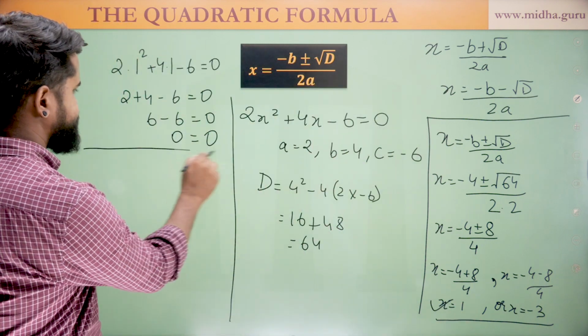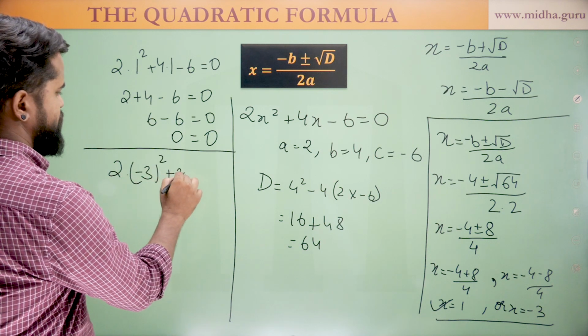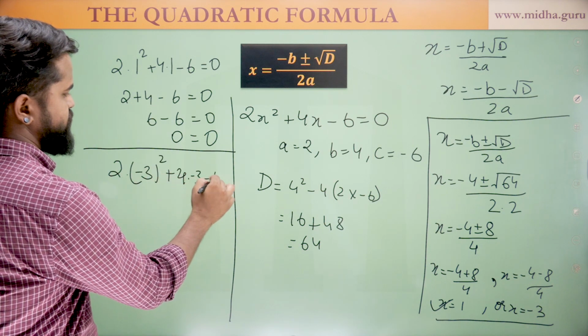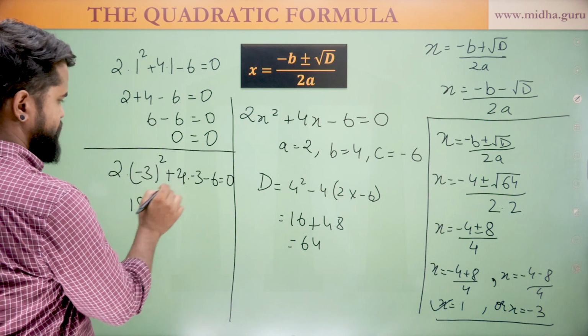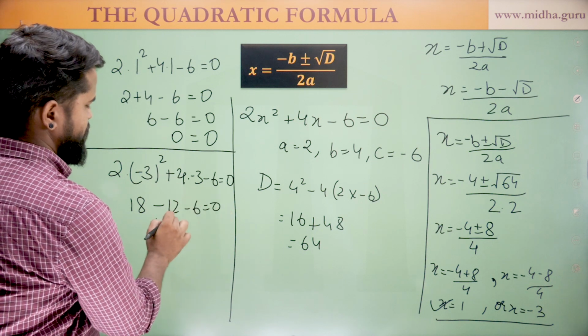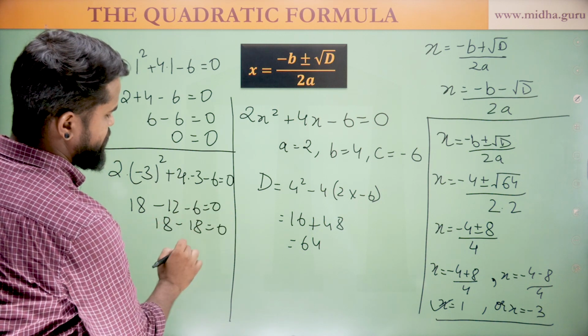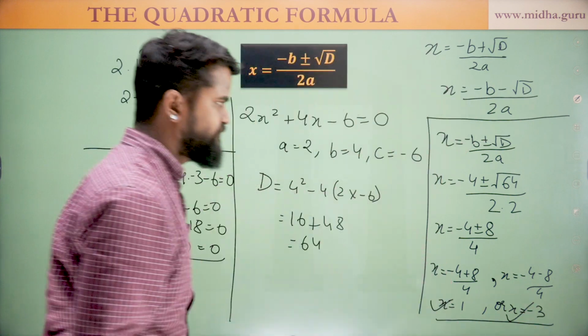And similarly, we will check it for minus 3. 2 times minus 3 squared plus 4 into minus 3 minus 6 is equal to 0. We will get minus 3 squared, 9 times 2, 18. And this will become minus 12. Minus 6 is equal to 0. This 18 minus 18 is equal to 0. So hence the second root is also accounted for.